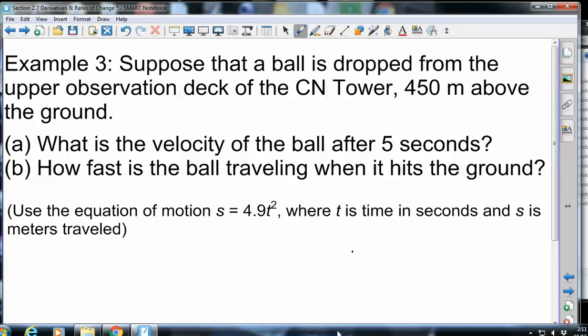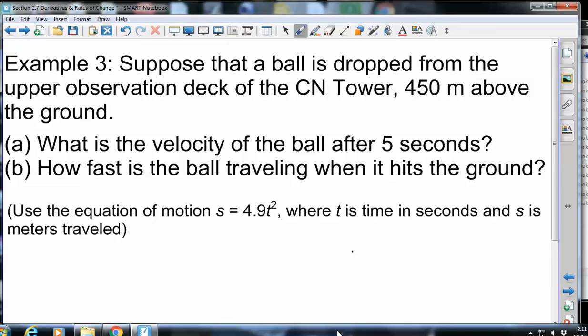Okay, so we are going to drop a ball. It is starting 450 meters above the ground. I think this was actually, did I do this exact problem when we did instantaneous velocities, maybe? I think when we made tables and used it to estimate then. Now we're going to do it this way.